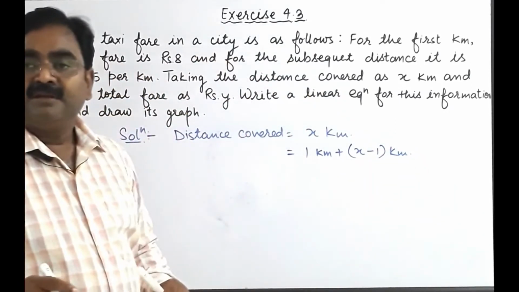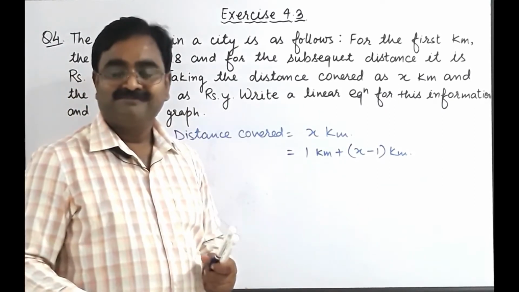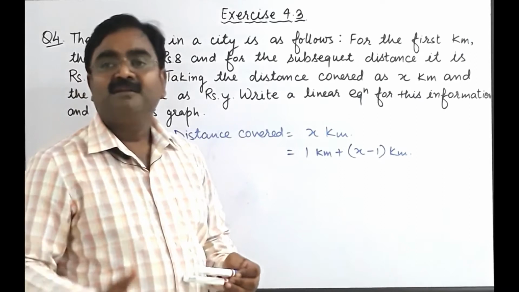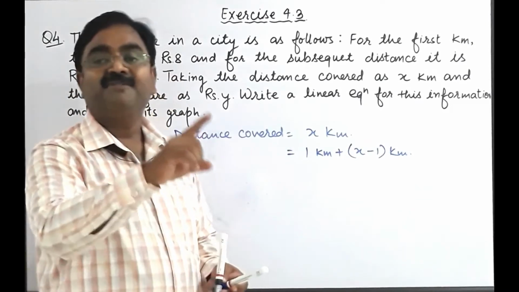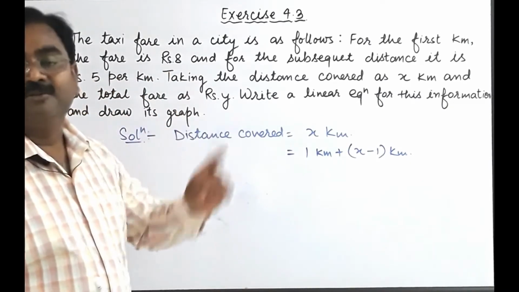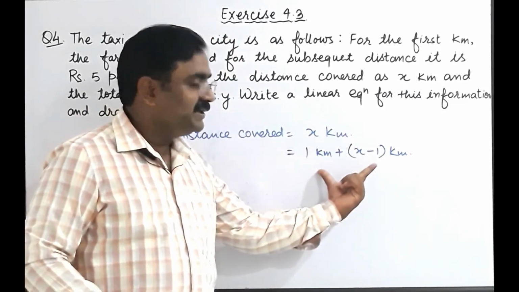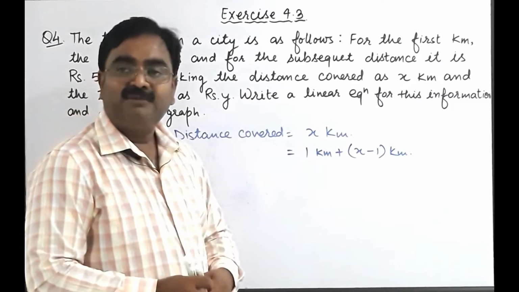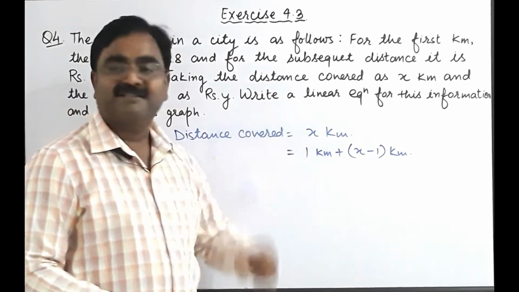For example, any person is traveling 5 kilometer. For the first kilometer he has to pay rupees 8, and for the remaining distance, which is 5 minus 1, that is 4 kilometer, he has to pay at the rate of 5 rupees per kilometer according to the given information. That's why I have split this distance into two parts. Now we are going to find out the fare paid by the person who traveled the distance x kilometer.